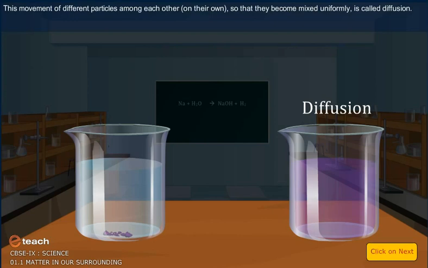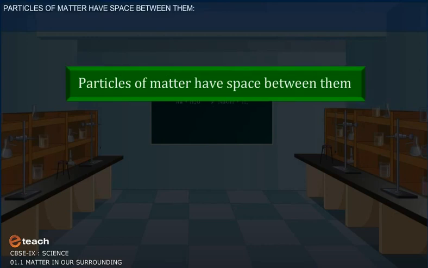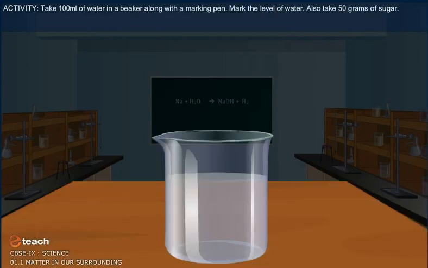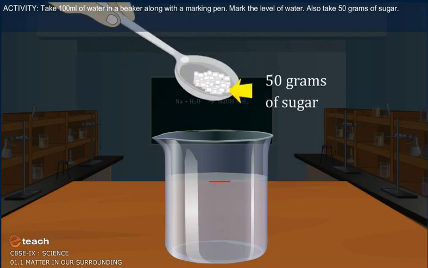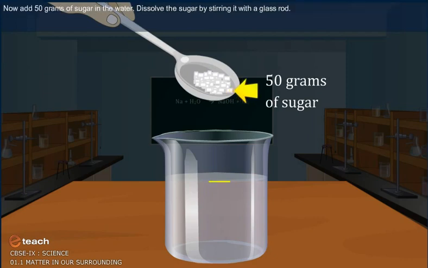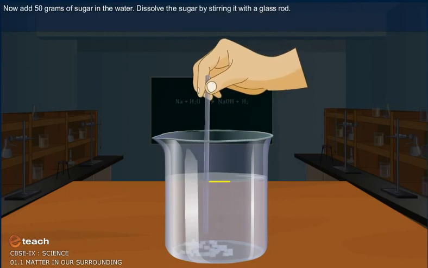Characteristics of particles of matter. Particles of matter have space between them. Activity: take 100 ml of water in a beaker. Mark the level of water with a marking pen. Also take 50 grams of sugar. Now add 50 grams of sugar in the water. Dissolve the sugar by stirring it with a glass rod.